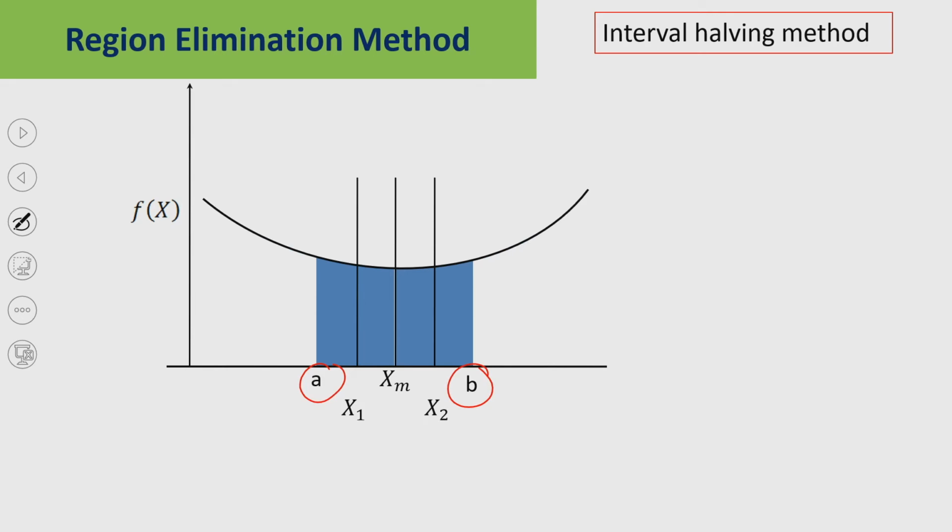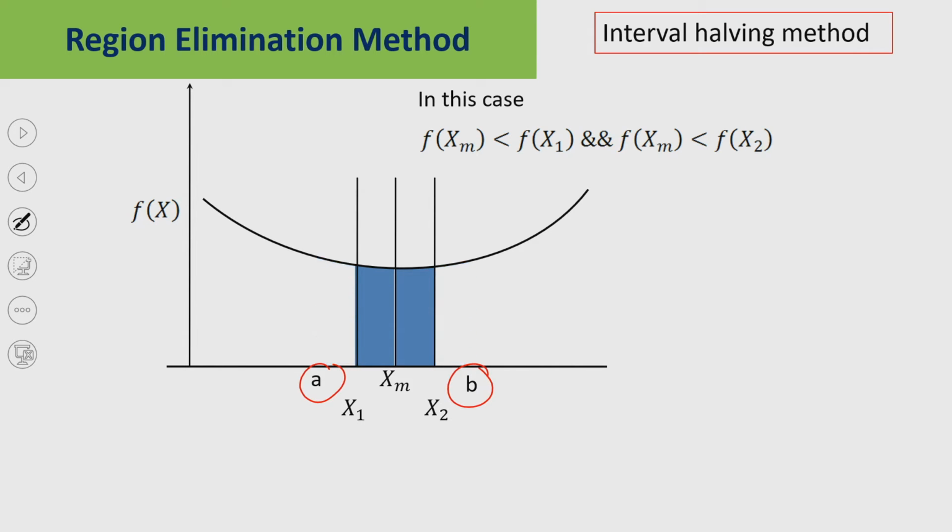Again you will divide into 4 equal divisions, and again suppose in this case also f of x m is less than f of x 1 and f of x m is also less than f of x 2. Therefore, this area will be eliminated. Now this will be A and this will be B, and I can take another 2 points. This is your x 1 and this is x 2, and I can eliminate some of the region. Again I can check the conditions and eliminate some of the region.